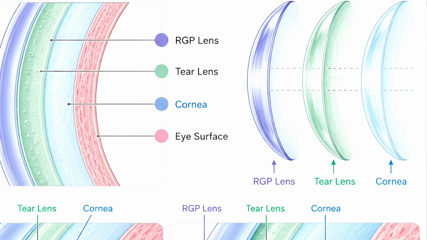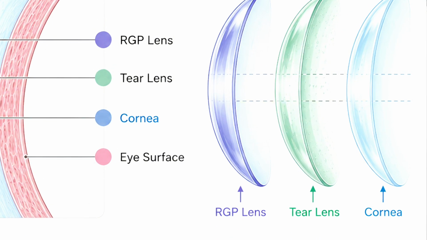When you insert an RGP lens over the surface of the cornea, there are three different lenses. Number one is the cornea itself, which is a lens. The second lens is the RGP lens, which you have inserted on the surface of the cornea. And the third lens is the tear lens, which is between the cornea and the RGP lens. The formation of the tear lens is very important while we are studying RGP lenses. This tear lens can affect the visual acuity of the patient. It can enhance or reduce the visual acuity, and it depends. We will discuss it in further videos.